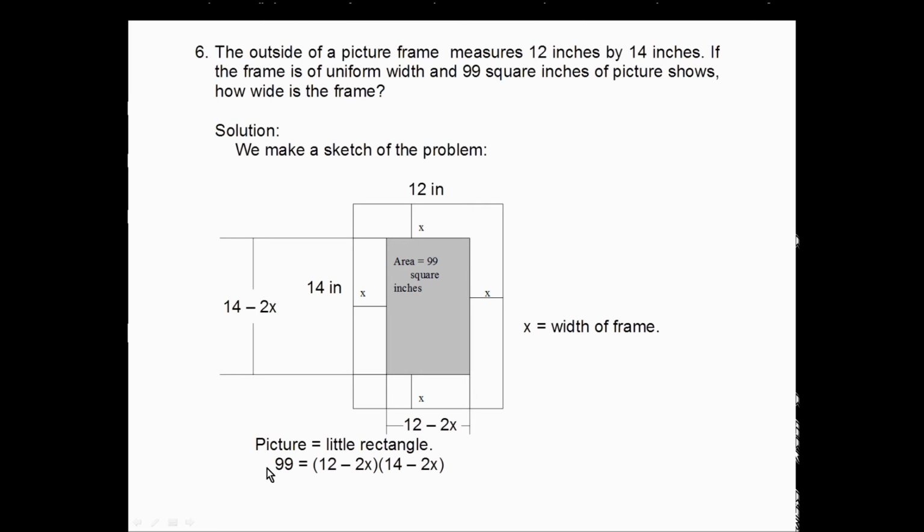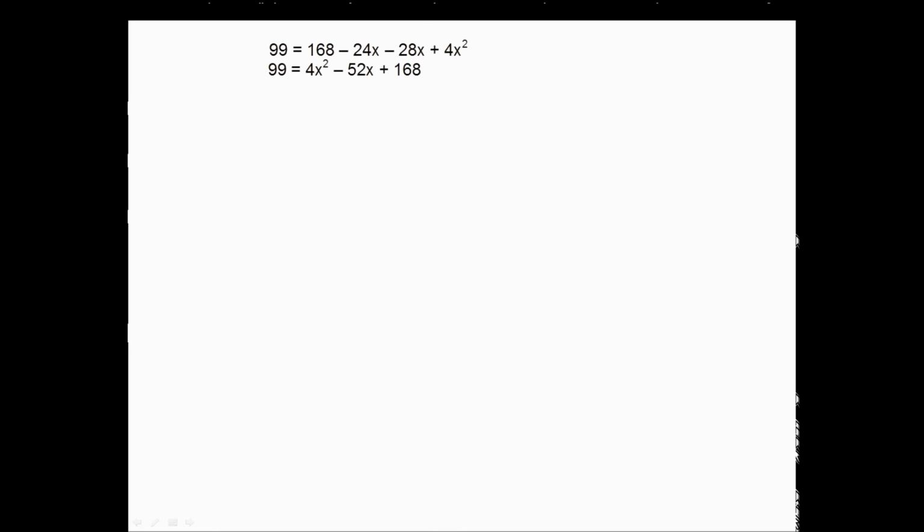Okay, we've got to FOIL out the right-hand side. So 99 stays the same. First, outer, inner, last. On the right-hand side, I can combine the outer and inner, and let me also put it in correct order. So this is where we left off: 4x squared minus 52x plus 168. We've got to set equal to 0, so subtract 99. I get 4x squared minus 52x plus 69.